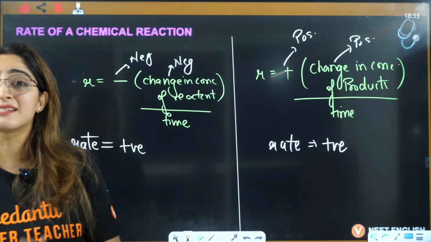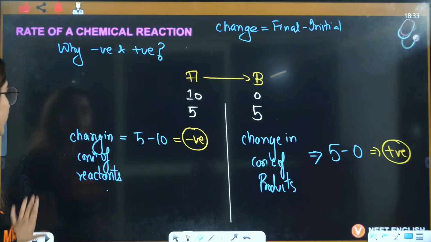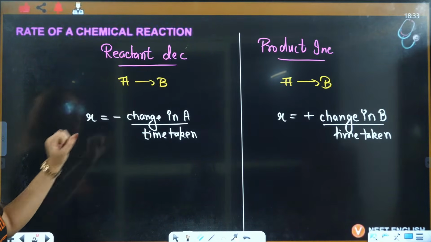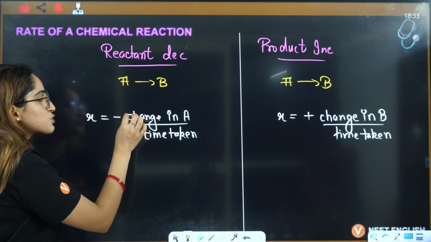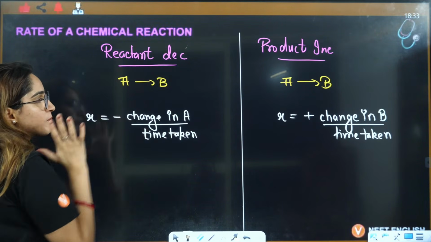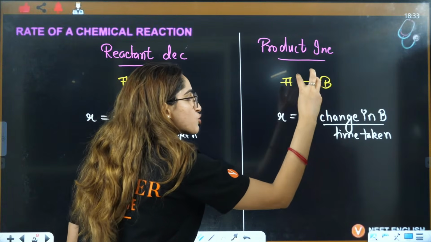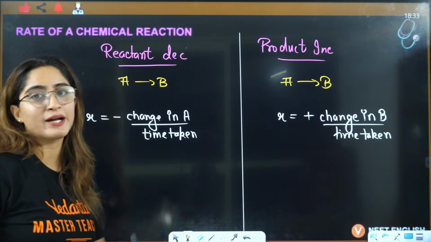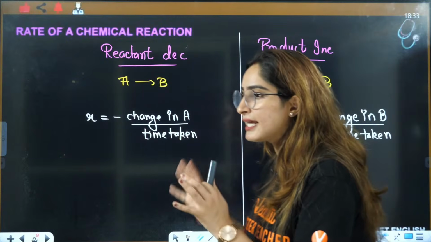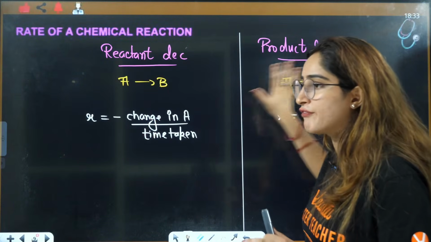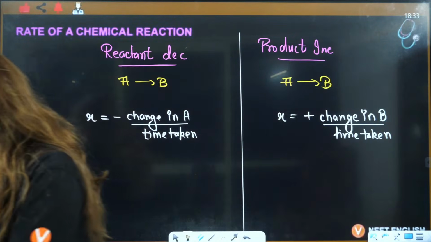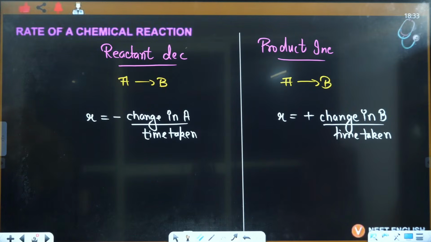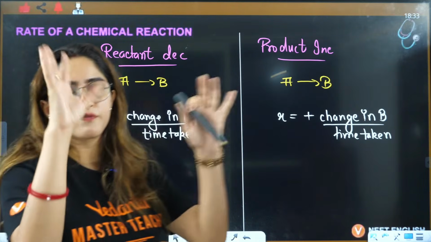Okay, that is the reason we have this particular formula: rate is equal to negative of change in A divided by time taken, and rate is equal to positive of change in B divided by time taken. Tell me if that is clear. Why in this case we have negative, in this case we have positive?